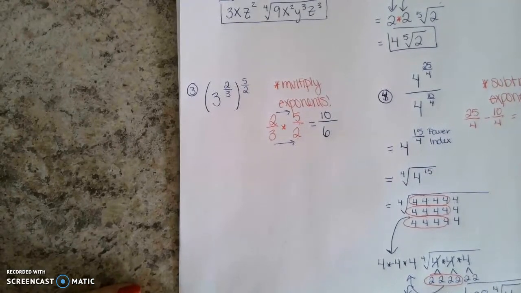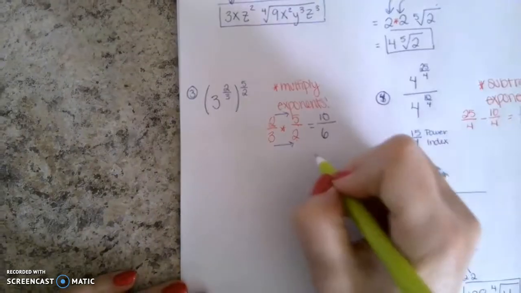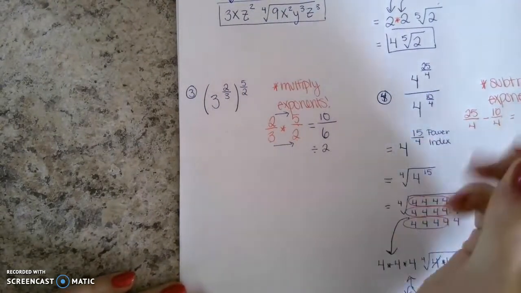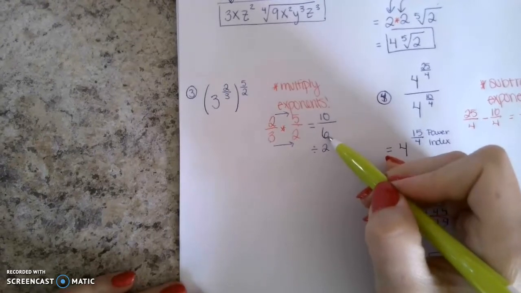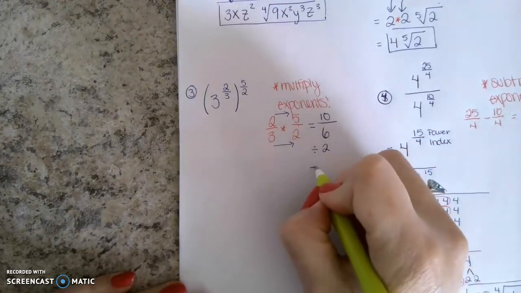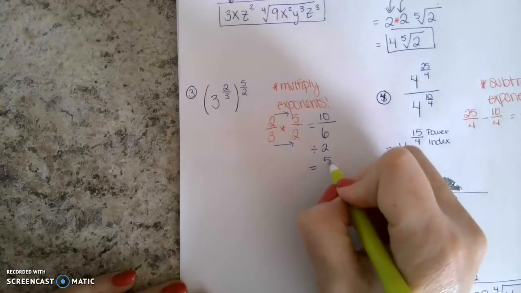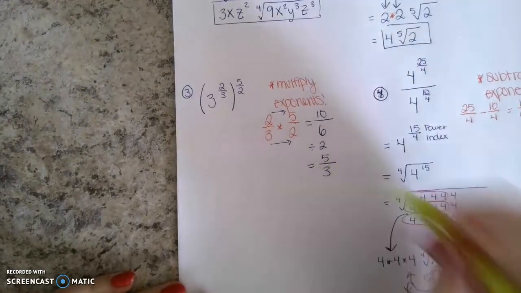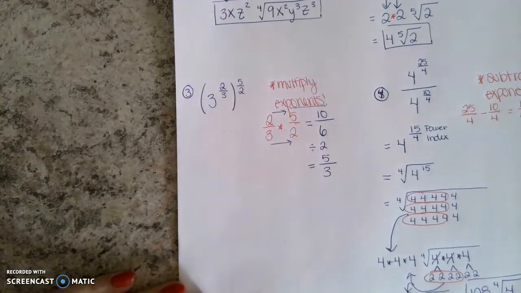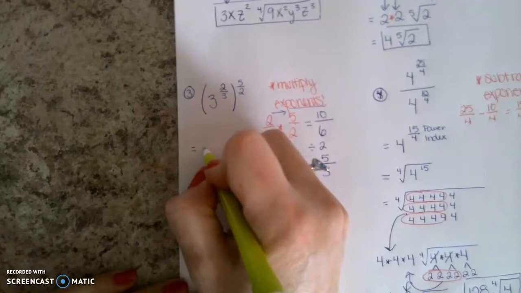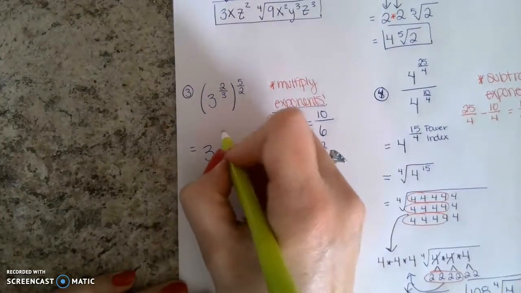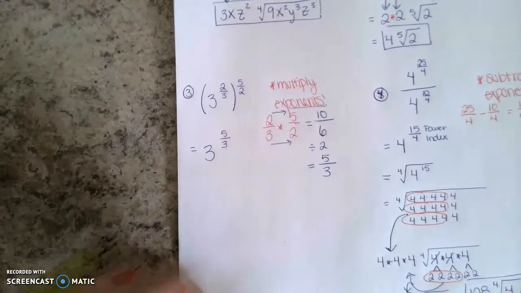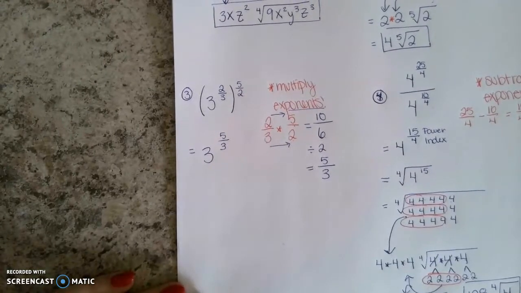10 over 6 can actually be reduced, which we want to do. We want to go ahead and divide this by 2 up top and on bottom, so that we can make life a little bit easier here. So 10 over 6 is going to reduce to 5 over 3. This is my new exponent. So now I can rewrite this as 3 to the 5 over 3. So multiply those exponents, 5 over 3 here.